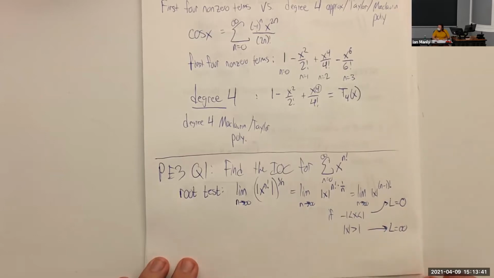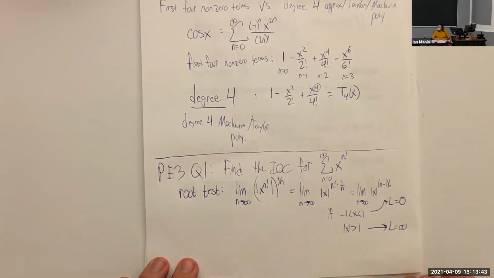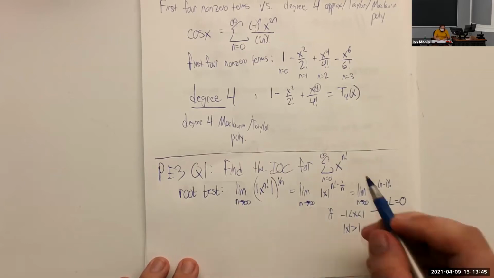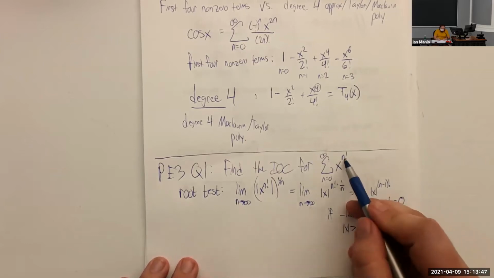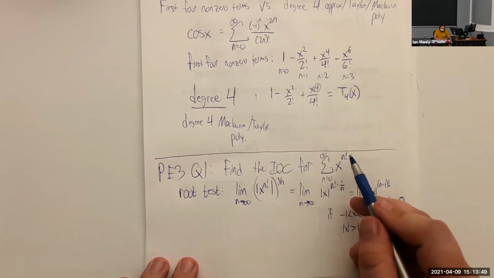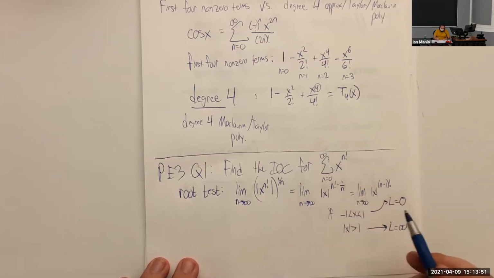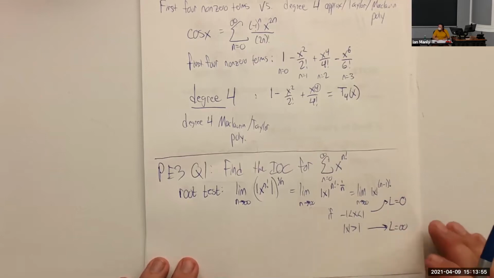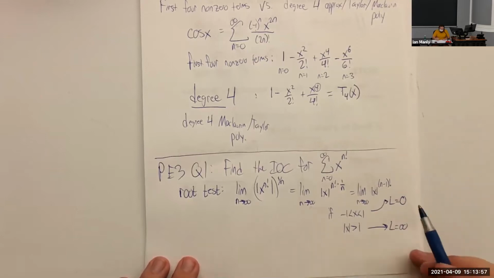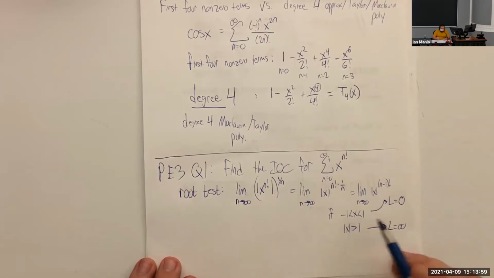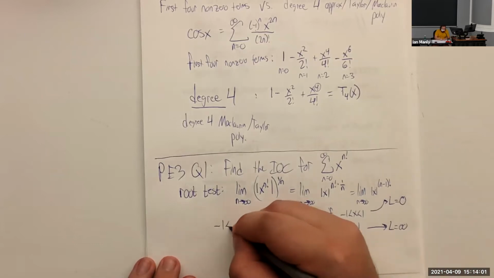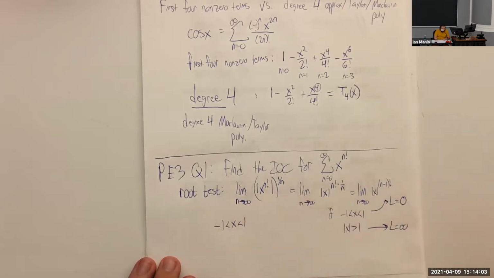Can we just use the geometric series test for this question? This isn't quite a geometric series. That would just be x to the n, so this is x to the n factorial. So it's not quite a geometric series, but it uses the same kind of reasoning as that. So it's okay to think of it that way, but it's not really a geometric series. So this means that our IOC is going to be from -1 to 1, right?